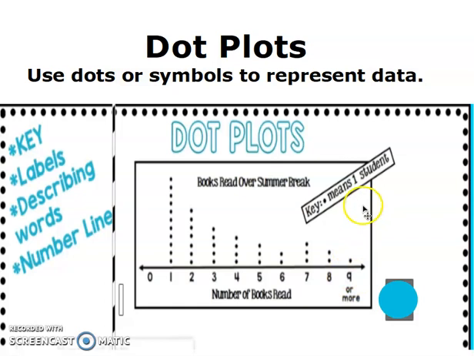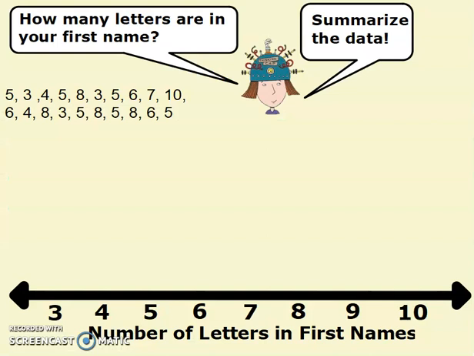And then sometimes there is a key. On this one, there is a key, and one dot means one student. So as we continue to look at dot plots, keep that in mind. Today we are going to be plotting on the line. Sometimes you may hear dot plots being called a line plot or a dot plot.